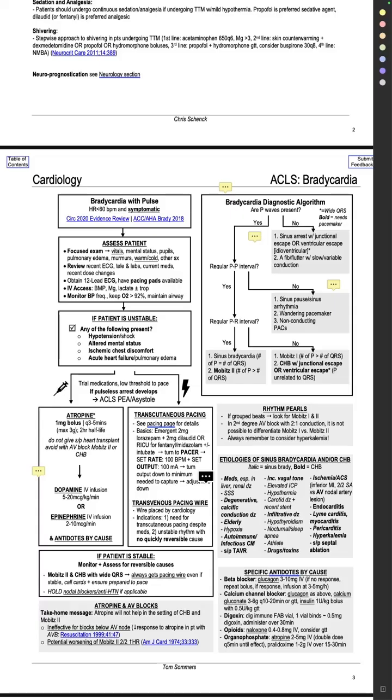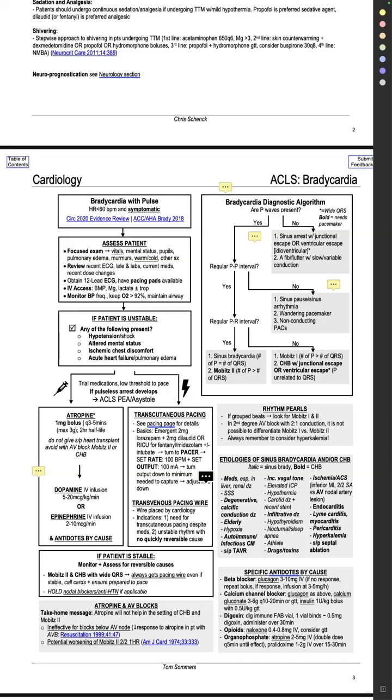And let's talk about diagnosing bradycardia. So the first thing you do is say they have bradycardia. So you see if there's P waves, is there normal sinus rhythm? If there's not, it's either sinus arrest with junctional or ventricular escape, or atrial fibrillation and flutter.